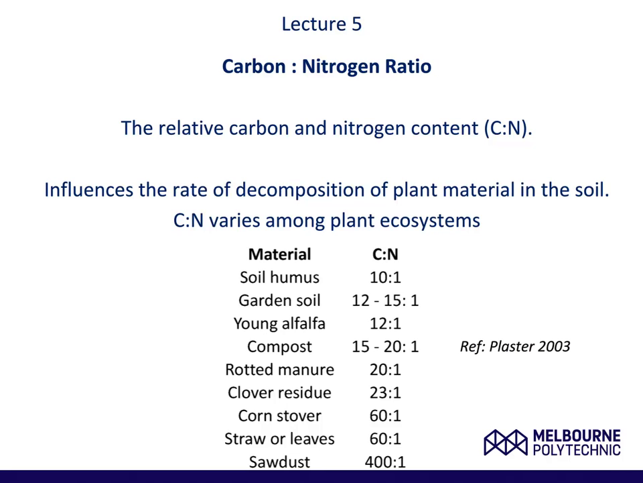Plants with a low C/N ratio, such as alfalfa, are nitrogen rich and they decay rapidly, while plants that are high in carbon to nitrogen decay slowly. An example of this is sawdust that has a 400:1 C/N ratio.